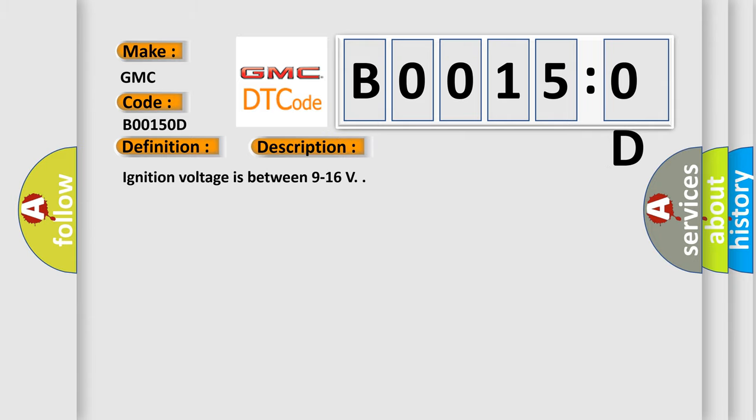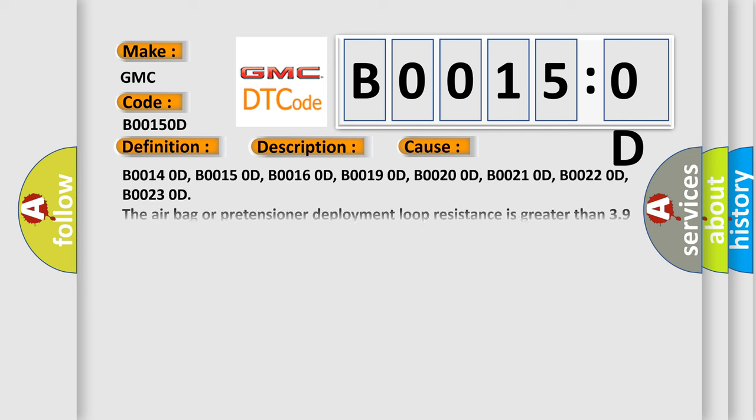Ignition voltage is between 9 and 16 V. This diagnostic error occurs most often in these cases: B0014-0D, B0015-0D, B0016-0D, B0019-0D, B0020-0D, B0021-0D, B0022-0D, B0023-0D. The airbag or pretensioner deployment loop resistance is greater than 3.9 ohms for 120 milliseconds.